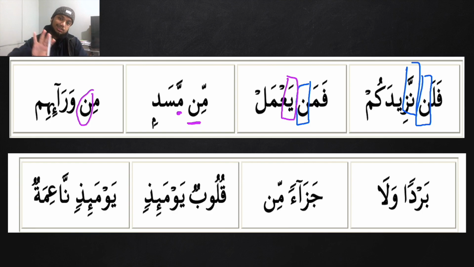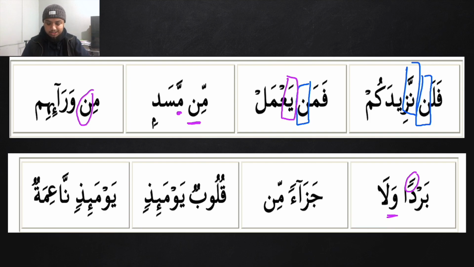Now, we've had a look at it with noon sakina. Now let's take a look with tanween. So we have barudan wala. So barudan, tanween, fathatan. And then we have waw. Waw is one of the 6 yarmalun letters. More specifically, it is one of the 4 yanmu letters. So we know that we must do idgham with ghunna for 2 harakat. So instead of barudan wa, the noon sound of the tanween will be completely merged into the waw with ghunna for 2 harakat. Barudan wala.